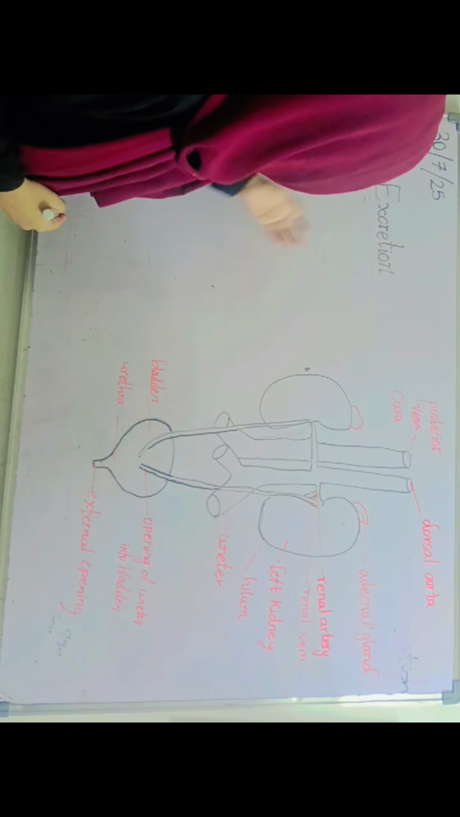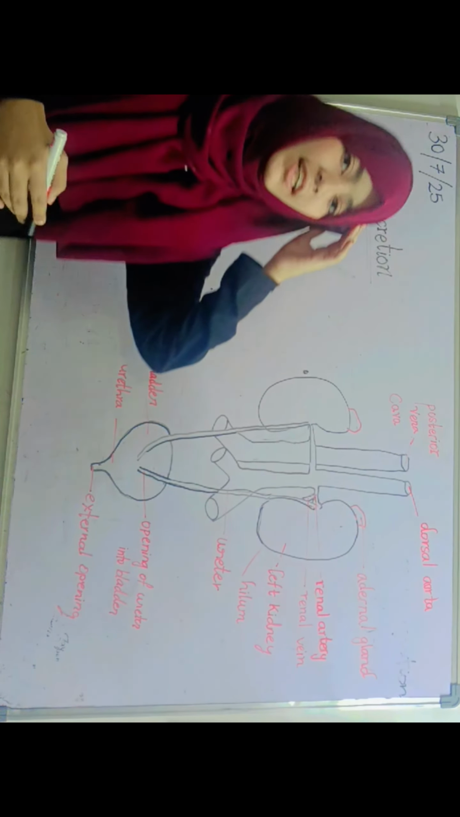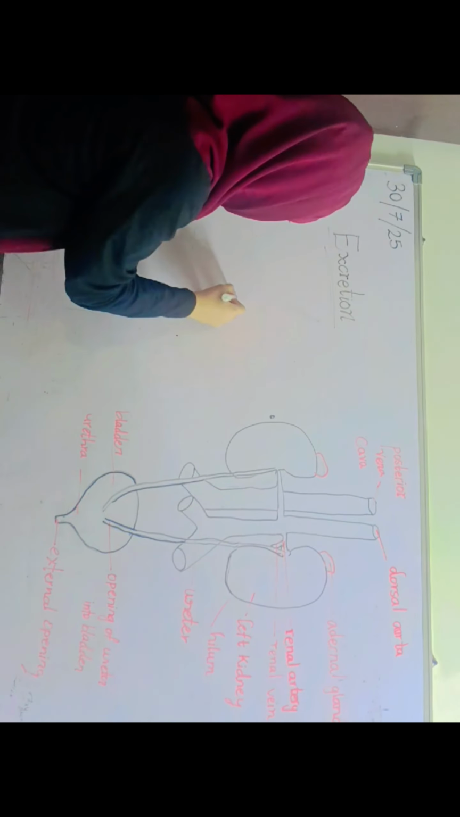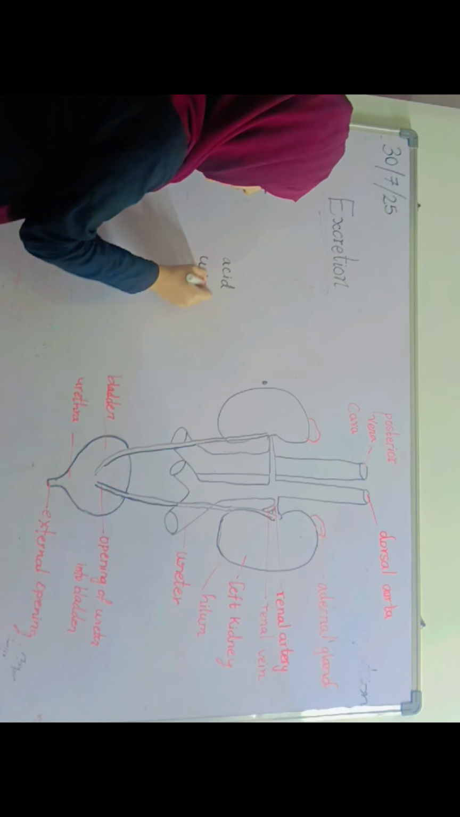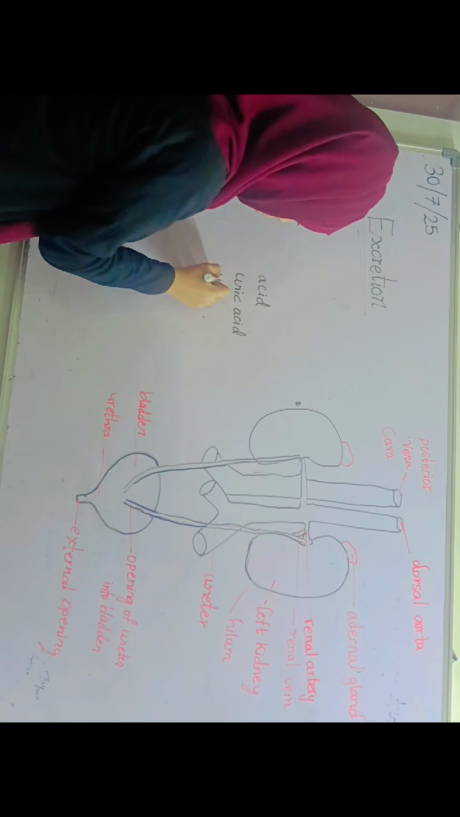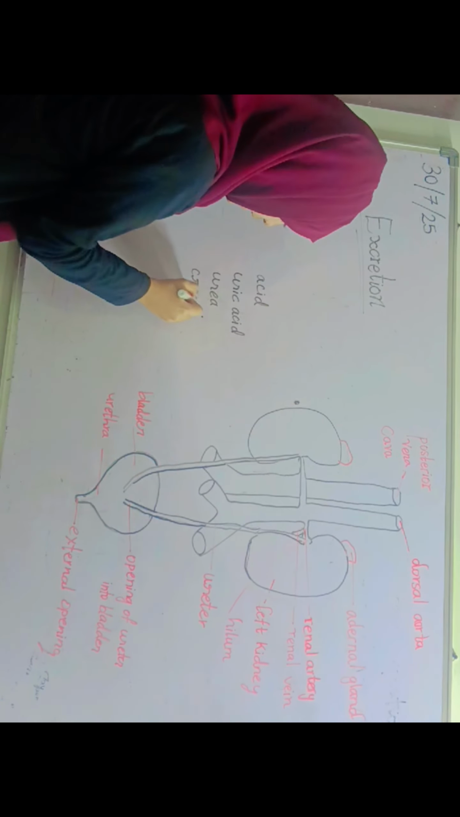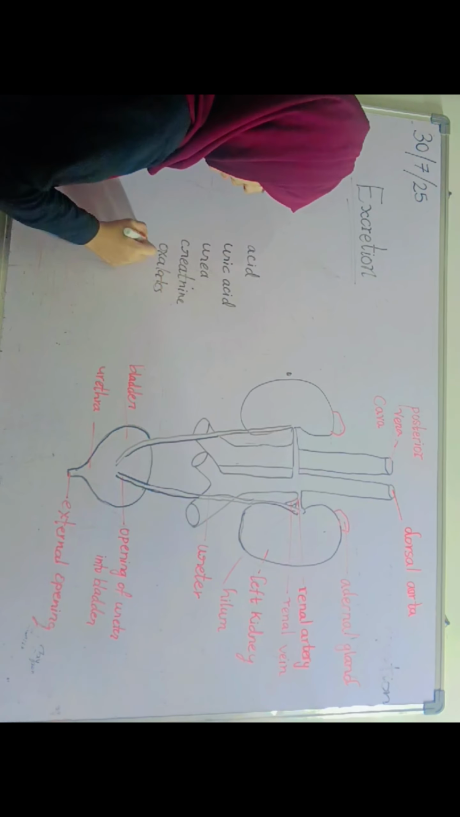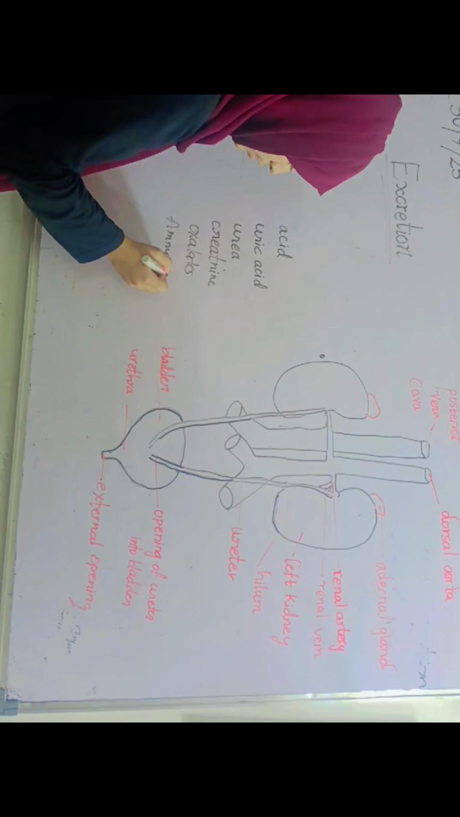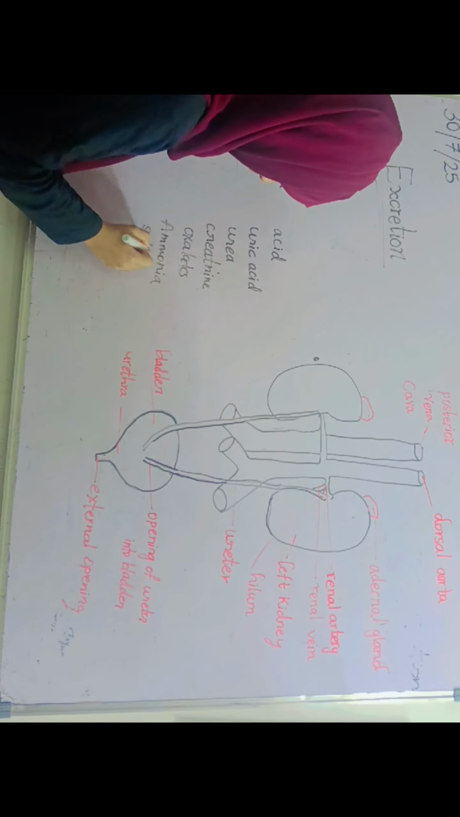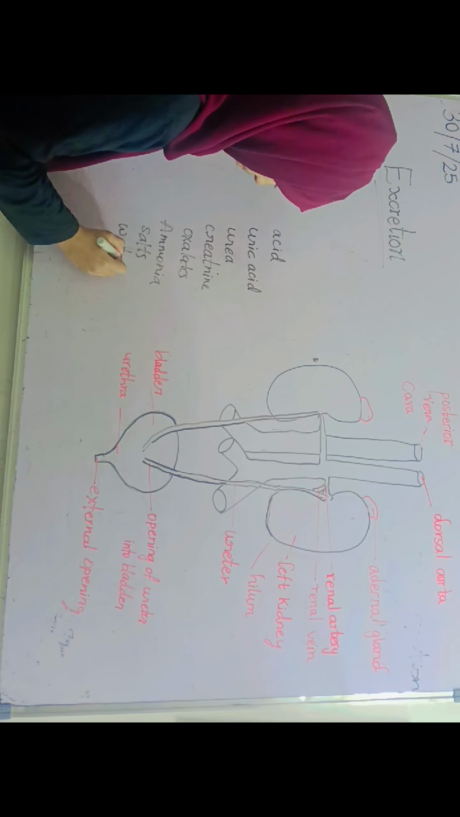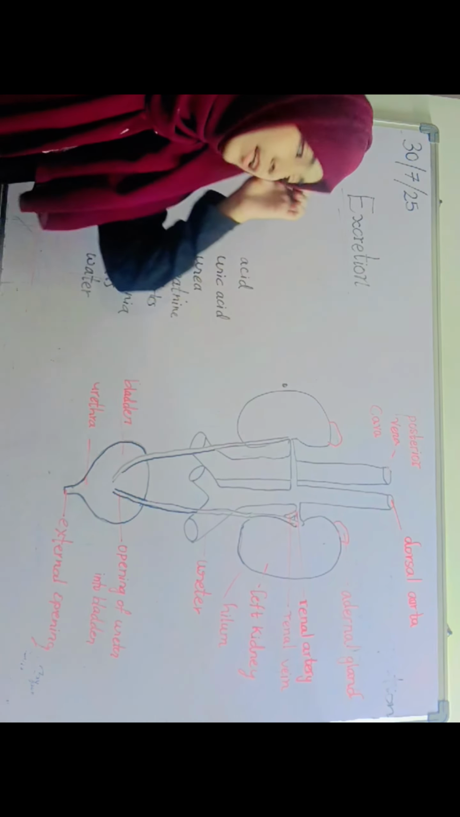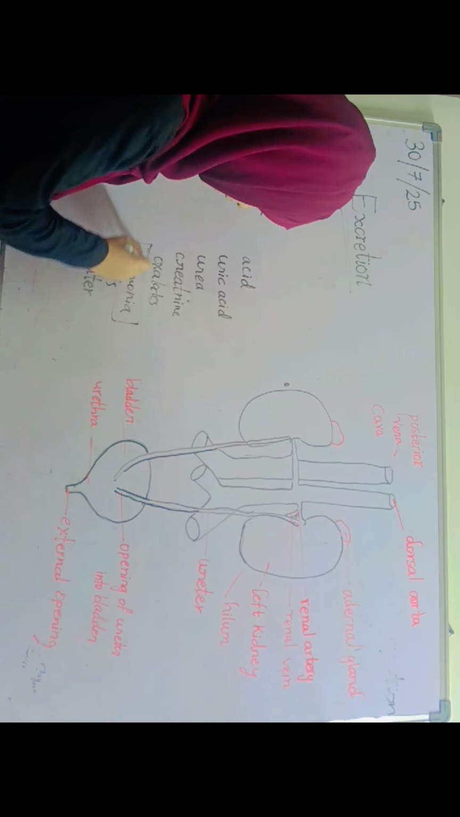So my topic is excretion. So what is excretion? Removing of waste products from our body like nitrogenous waste, acids, uric acid, urea, creatinine, oxalates, ammonia, and excess salts, water. These are the nitrogenous waste which excretes from our body. The most poisonous among these all is ammonia.